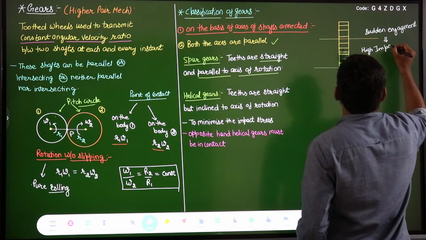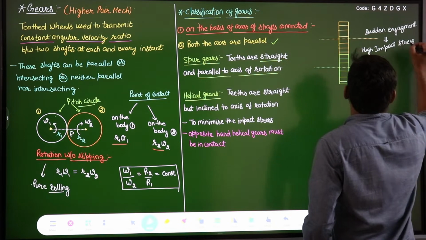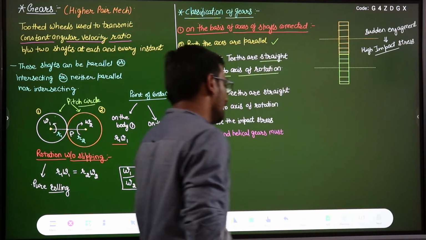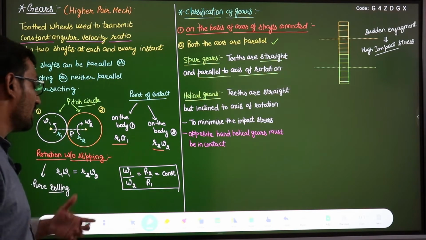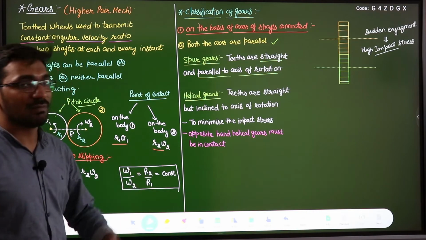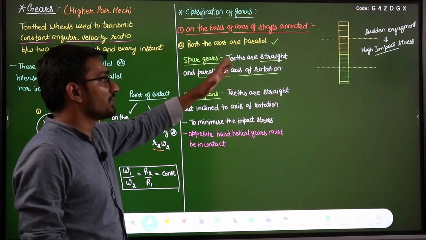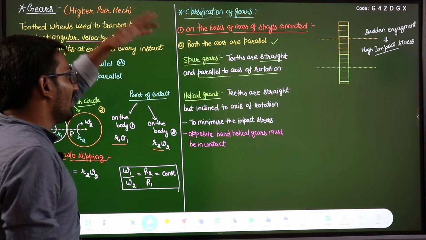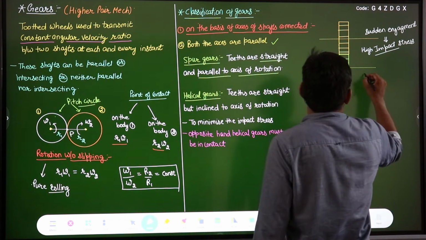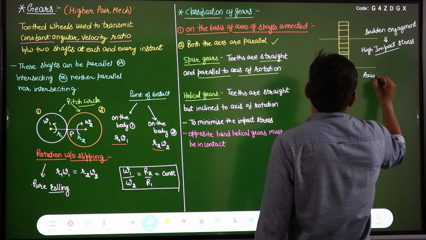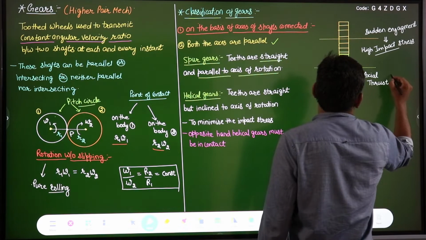Very high impact stress will be generated, and this is the limitation of this gear: because of this high impact stress, there is more wear and tear. The life of this gear will be very less, vibrations will be generated, and a lot of noise will come. So it is not preferable to use spur gears having straight teeth parallel to the axis of rotation because of this limitation. But the one advantage of this spur gear is that in this case your axial thrust is 0. This is the advantage of this, right?